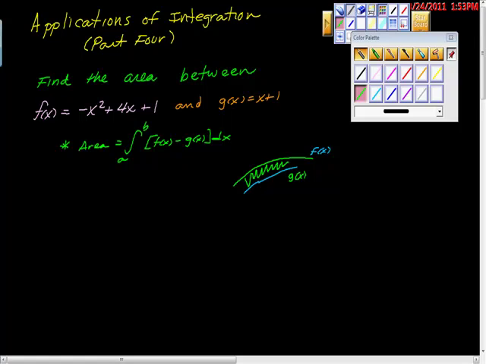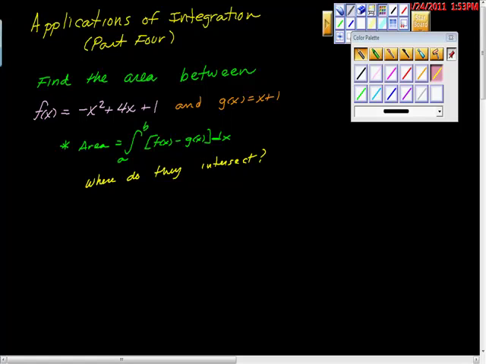So how would you find the area between the two? You take the area of the top one minus the area of the bottom one, and that's how you find the total area. That's really important. And the interval from a to b is the interval between the points where they intersect. So they intersect here and they intersect there. What we have to figure out first is: where do our functions intersect?